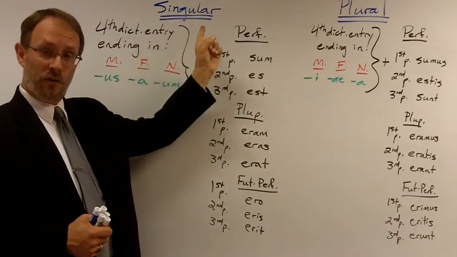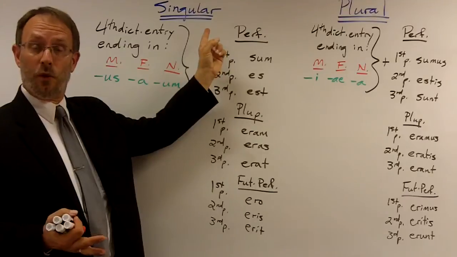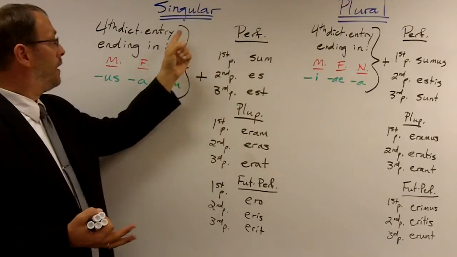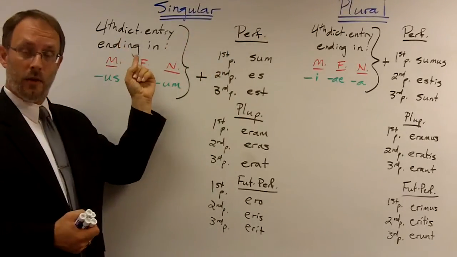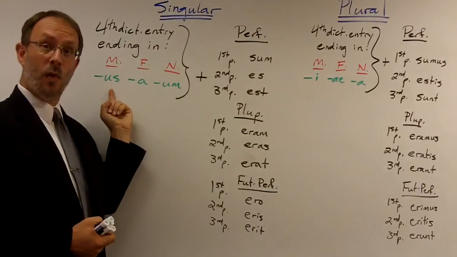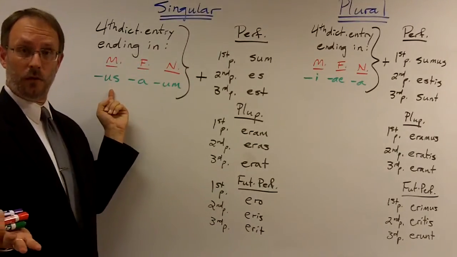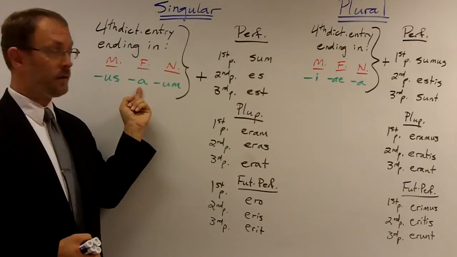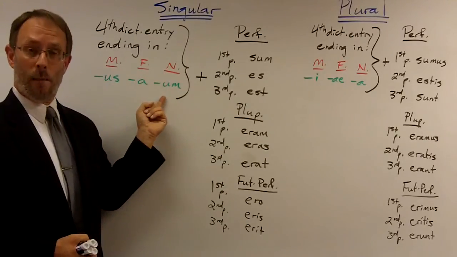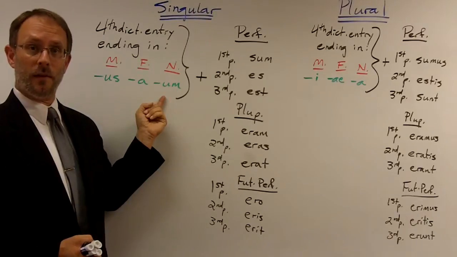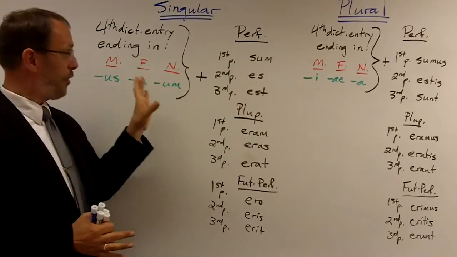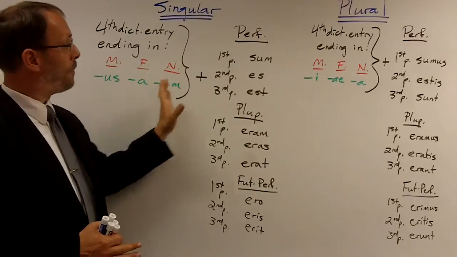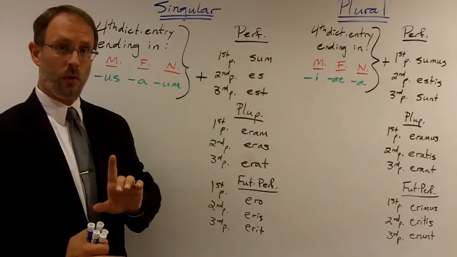If you're making it for the singular, first person, second person, or third person singular, you use the fourth dictionary entry, and you keep that US form if you've got a masculine subject. You change it to an A if you have a feminine subject, and you change it to a UM if you have a neuter subject. And then you don't add anything to that word. You simply put another word next to it.